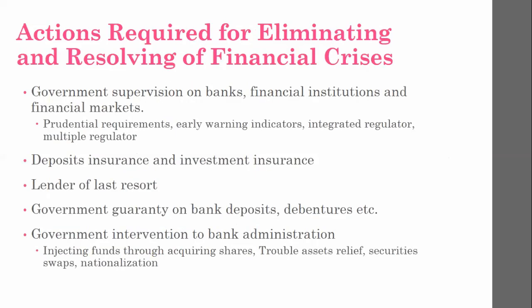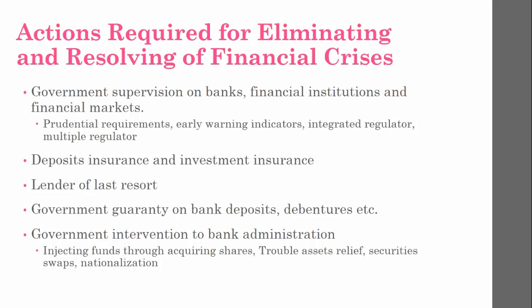And what are the actions required for eliminating and resolving a financial crisis? What are the actions required? Here also, these actions you can read and understand. The government supervision. Always the government or the central bank has to have a proper monitoring system or supervision mechanism to observe what the banks and the financial institutions do, right? So then they can observe if a particular commercial bank is engaging in high risk activities, then they can warn that bank. And deposit insurance and investment insurance, that means they provide an insurance facility.